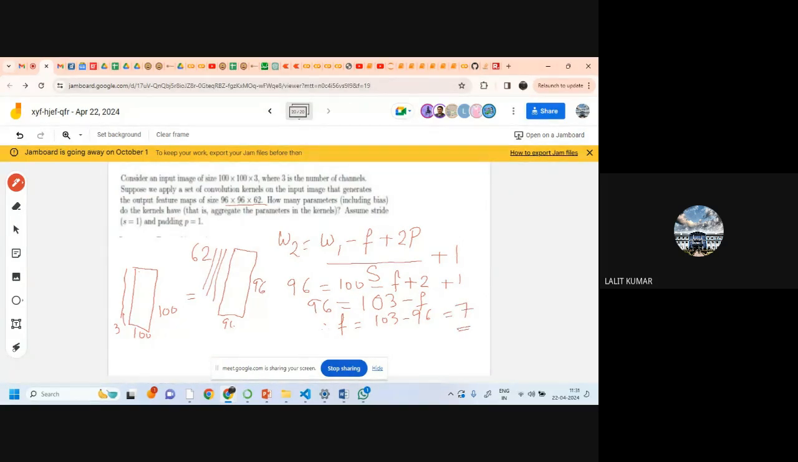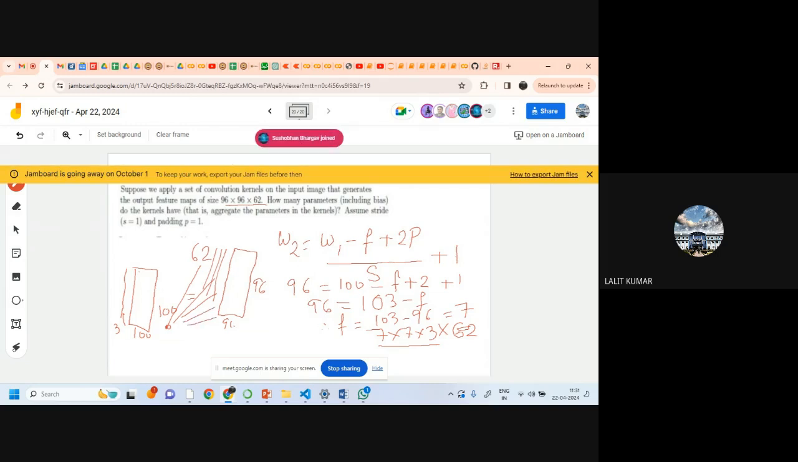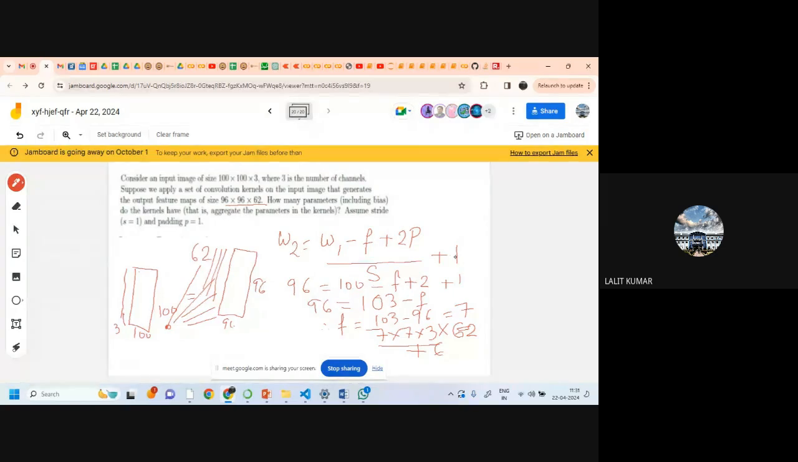ये ठीक हो गया, 7. अब इसके पैरामीटर्स निकालने के लिए, हमारा जो फिल्टर साइज होगा वो 7 into 7 into 3 होगा, करेक्ट? And into 62, है ना. और जो बायस होती है, बायस किसमें जाएगी, सभी में जाएगी, है ना, प्लस 62. ये निकालना, आंसर उल्लास प्लीज.